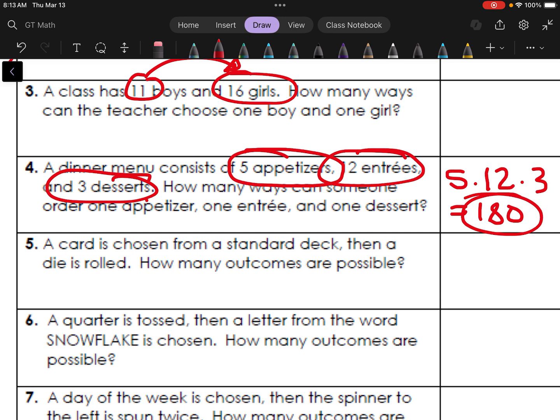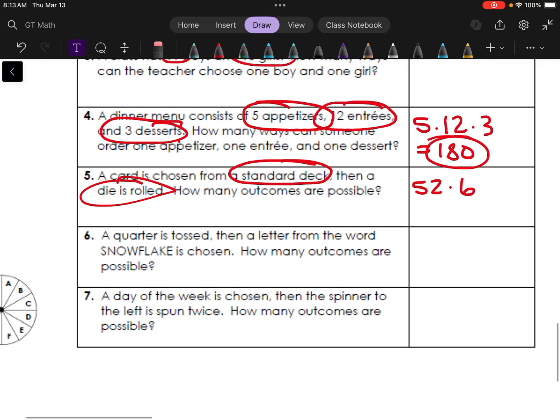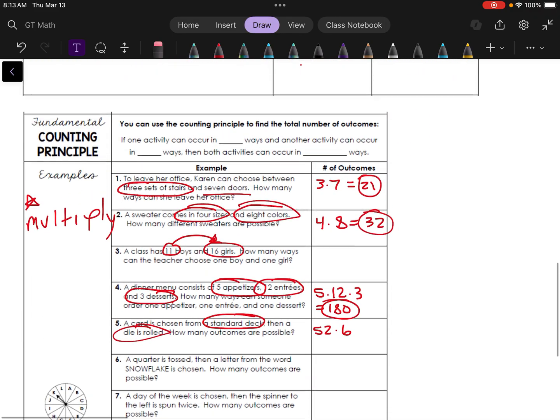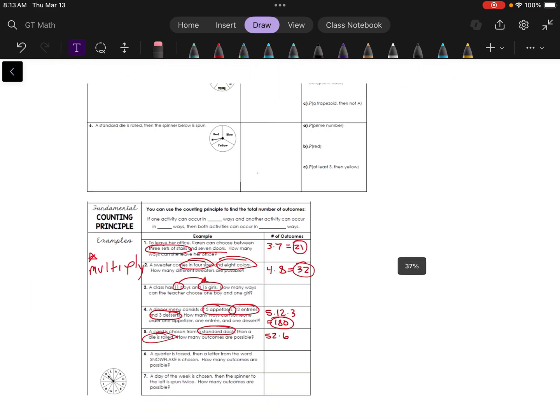So a card is chosen from a standard deck. That's 52 outcomes times a dice is rolled. Well, there's 6 total outcomes. You're just multiplying those 2. Okay. So you can see, relatively pretty easy to figure out how many outcomes. You're multiplying each event. Okay.